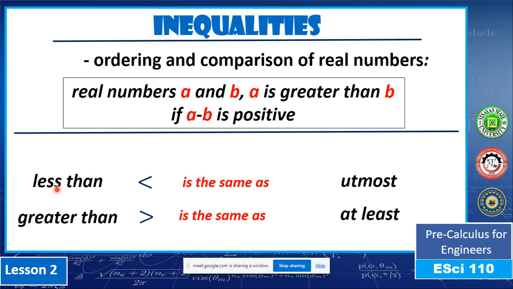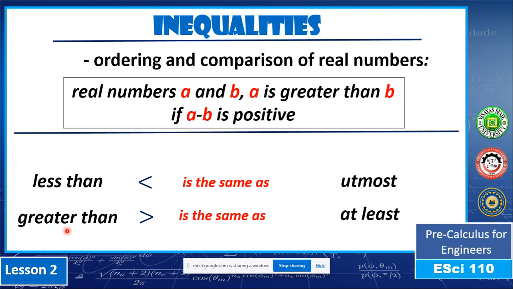So for less than, take note, this is important when you state a certain mathematical expression. For less than, this symbol is also the same with at most. Pag sinasabi pa lang at most, hanggang doon lang. For example, at most 5. Hanggang 5 ka lang talaga. Hindi ka na pwedeng mag-exceed. Parang doon yung boundary mo.